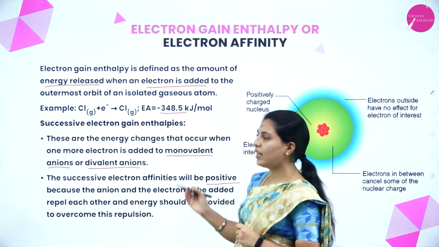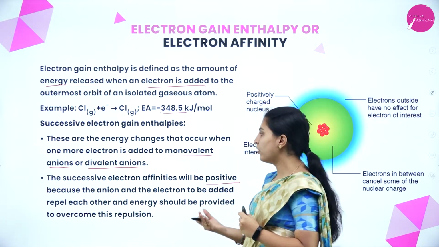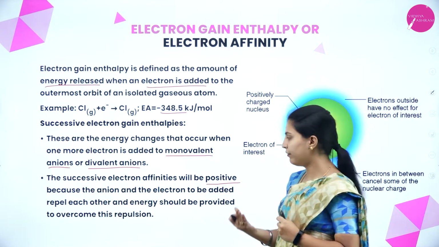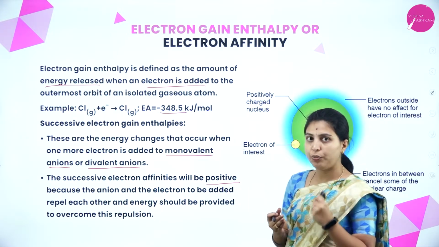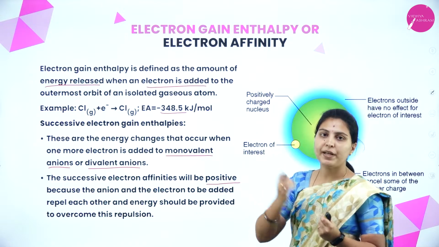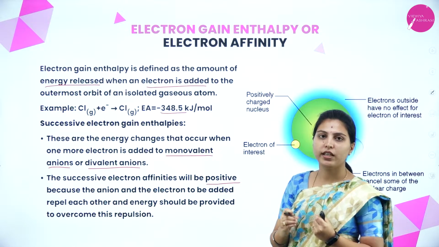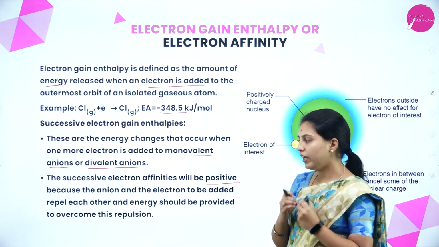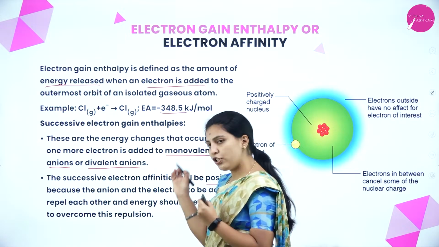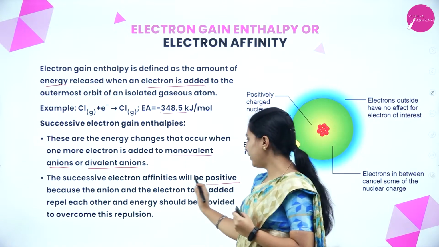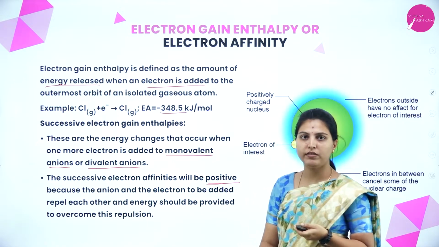First electron gain enthalpy will be negative. The successive electron affinity will be positive because there will be a repulsion when adding a new electron to the outermost shell. Due to the electron repulsion, it has to be overcome. Due to that, the affinity will be given as positive.